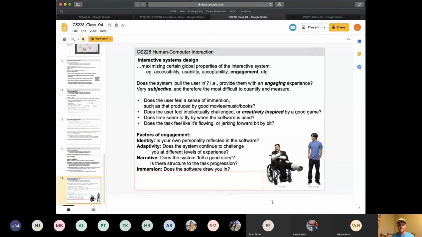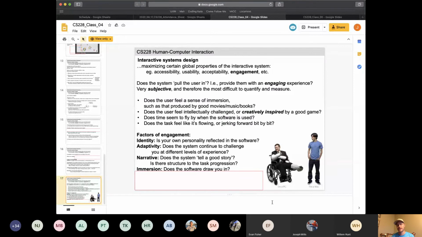And oftentimes engaging means that people feel a little bit of intellectual challenge. They can be creatively inspired, right? So there's a balance there. It can't be so boring or easy that it's not intellectually challenging, but it can't be too intellectually challenging because then you also don't want to do it. There's a balance to find to make something really engaging.